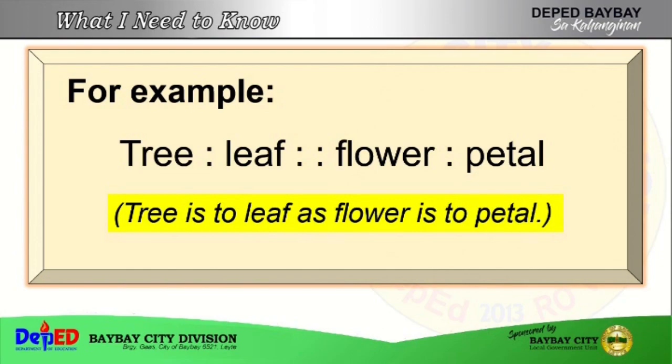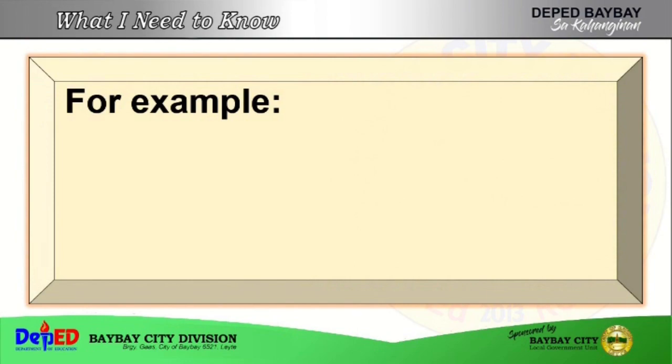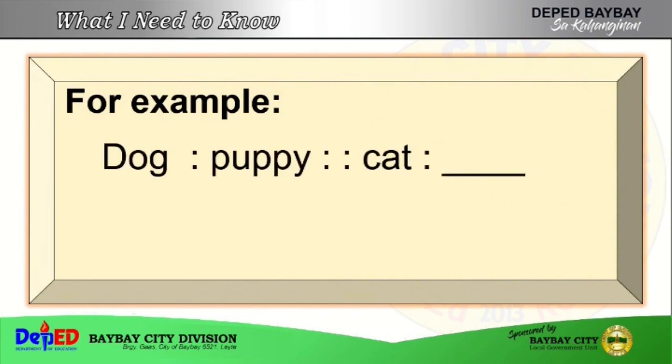Wait up! There's more! Let's have another example of a word analogy. Let's analyze together the example. Dog is to puppy as cat is to blank. Can you tell me what word completes the analogy? If your answer is kitten, then you've got it right. Amazing! A puppy is a baby dog while a kitten is a baby cat.